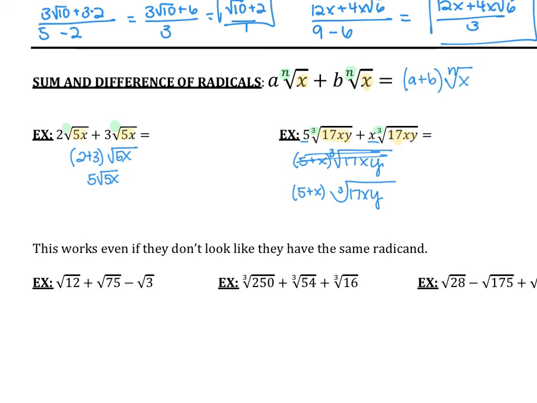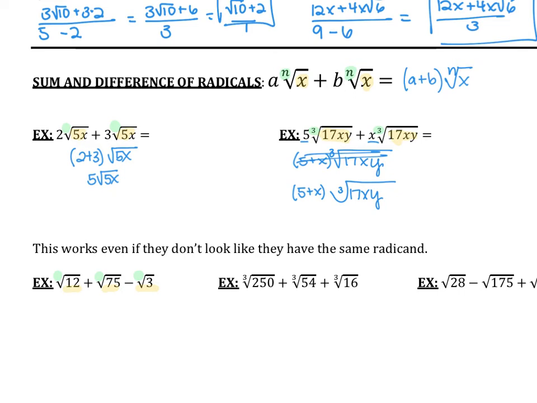Okay, but guess what? This works. We can add or subtract radicals even if they don't look the same to begin with. Here's how. Let's first make sure that all of my indices match. Start there. We can clearly tell that the radicands don't match. 12, 75, and 3 are not the same. But they all three have the same index.